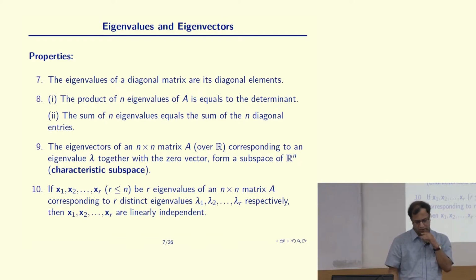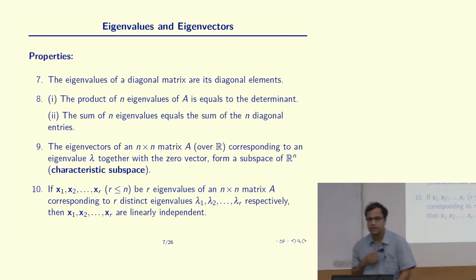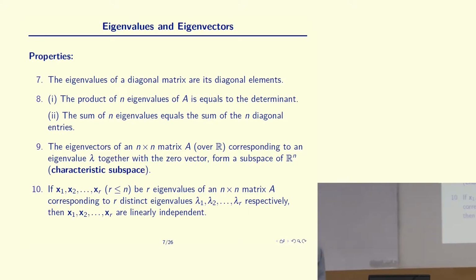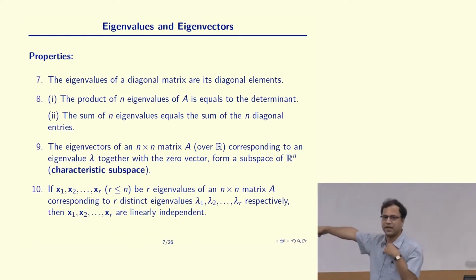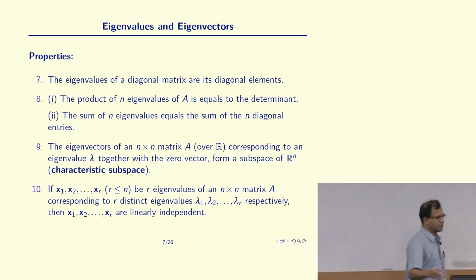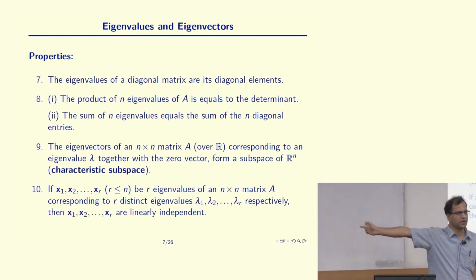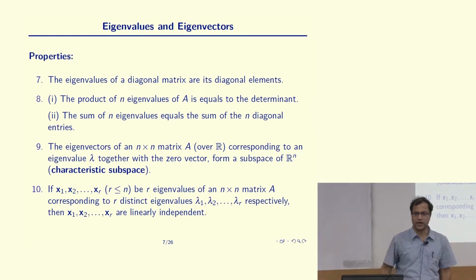Although I will not go for the proof till r, maybe I just prove it for two vectors. It should be eigenvectors, yeah, you're right. So it should be eigenvectors corresponding to lambda 1, lambda 2, ..., lambda n distinct eigenvalues. So how to prove it?